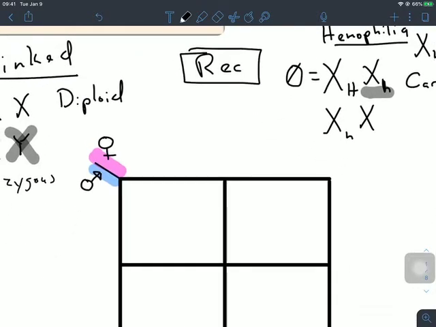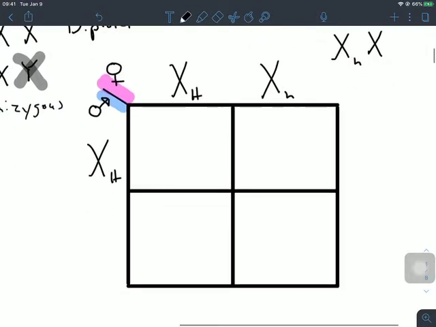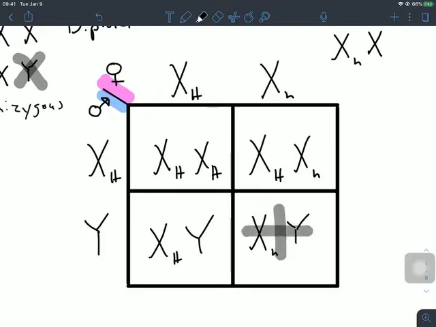Female, carrier, unaffected male. And let's see what their progeny types are here. X big H, that is an unaffected, not a carrier female. X big H, X little h, this would be a carrier female. X big H, Y, an unaffected male, and X little h, Y. This individual is affected.